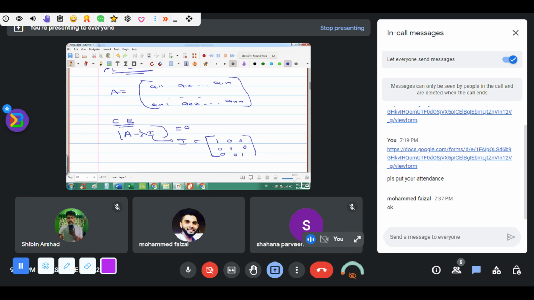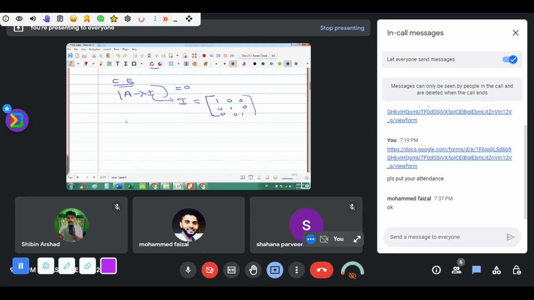You form it and complete this work, getting an equation. 3 by 3 means a cubic equation. That cubic equation is called the characteristic equation of the given A. You solve the cubic equation and get the lambda values, 3 values. The cubic equation gives you 3 lambda values. Those 3 lambda values are called the eigenvalues.